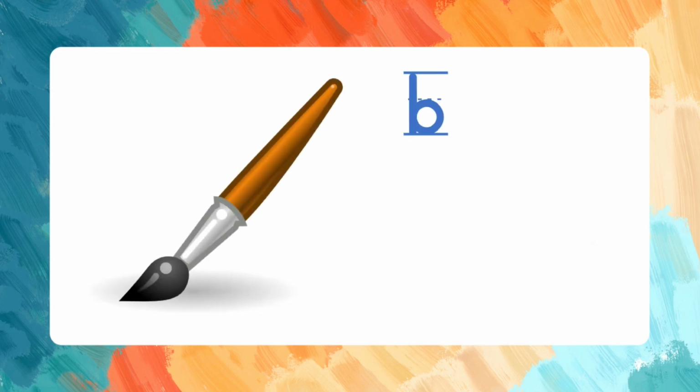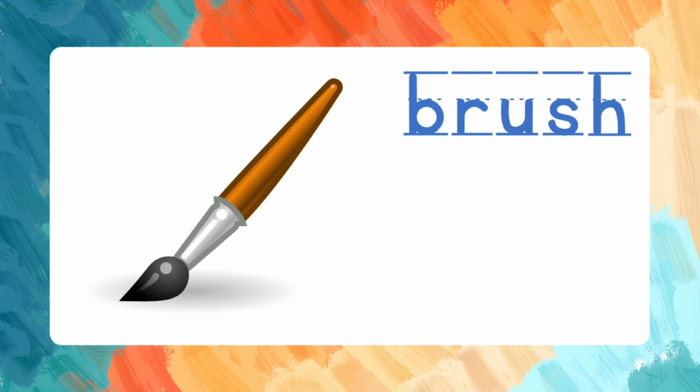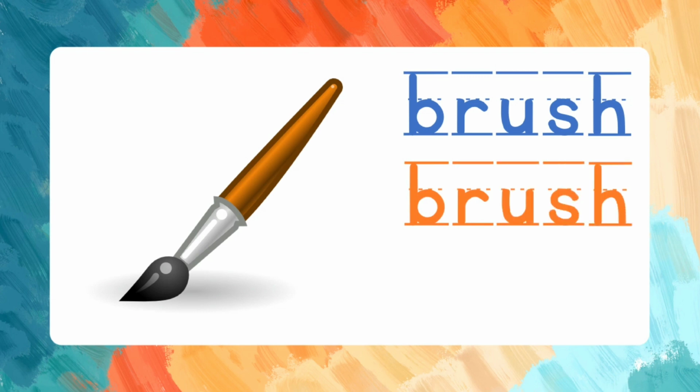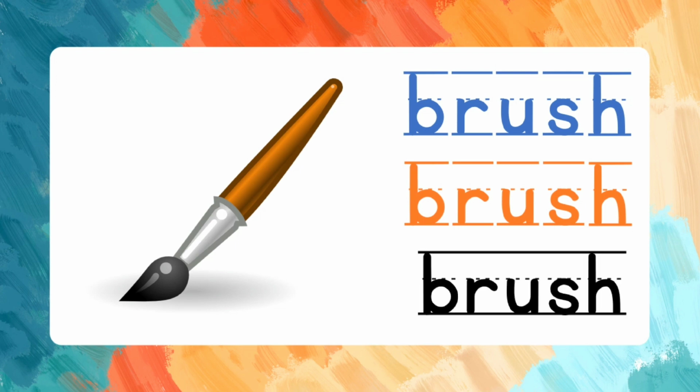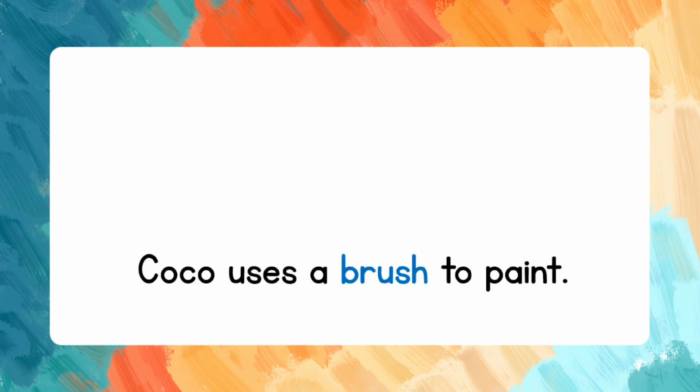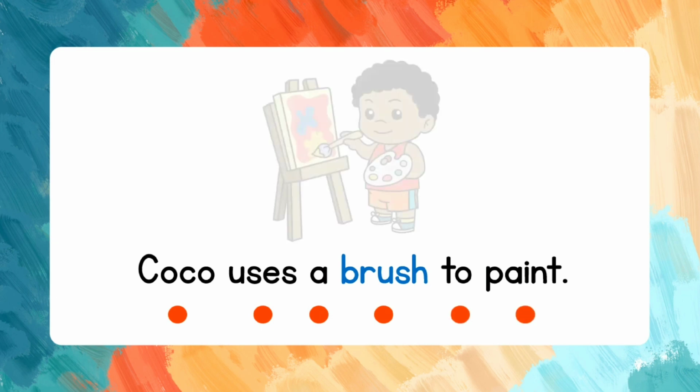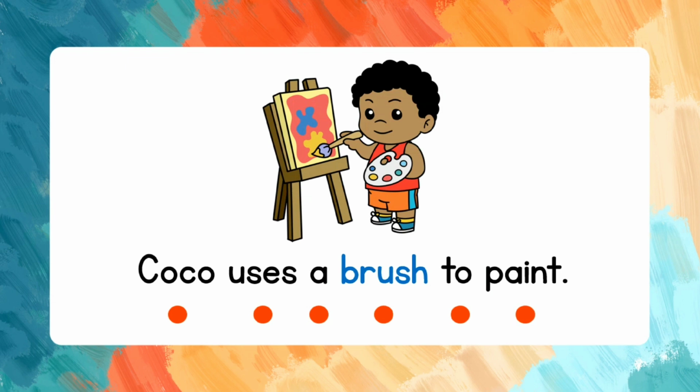Brush. B R U S H. Let's spell the word again. B R U S H. Brush. Let's read the sentence. Say, Coco uses a brush to paint. Coco uses a brush to paint.